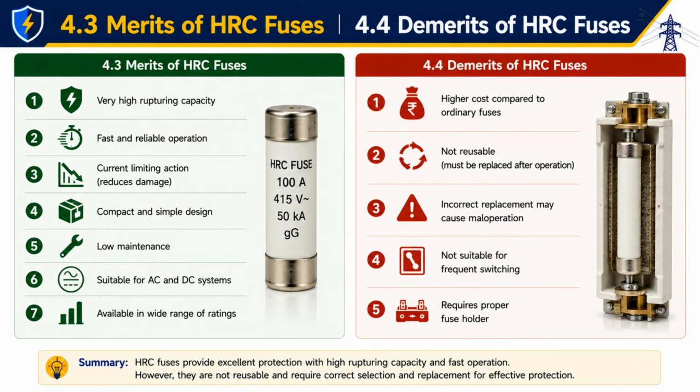They require very little maintenance. They can be used in both AC and DC systems. They are available in a wide range of current ratings for different applications. Now, the demerits. HRC fuses are more expensive than ordinary fuses. They are not reusable and must be replaced after operation. Using the wrong replacement fuse may lead to improper protection. They are not suitable for frequent switching.